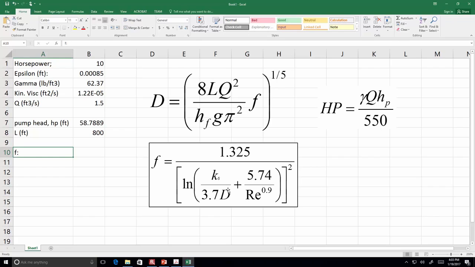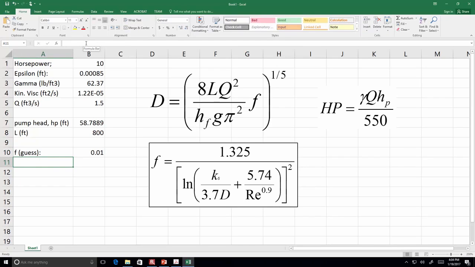One is just to say, well, maybe it's 1 foot in diameter, and then find out what would be the Reynolds number based on the flow rate, what would be this relative roughness term, and so on. Another approach is just to start with a guess value of F, just drawing it out of thin air. And let's take that approach. Let's just say we have a guess value of F the first time around of 0.01.